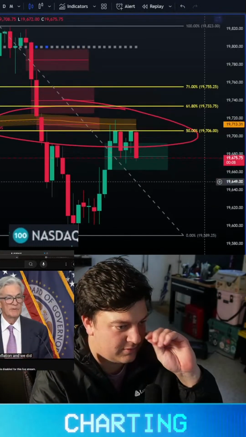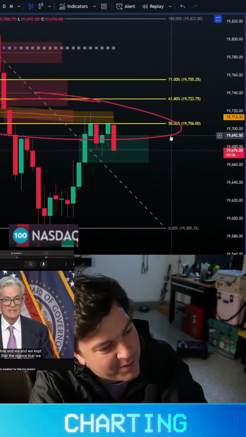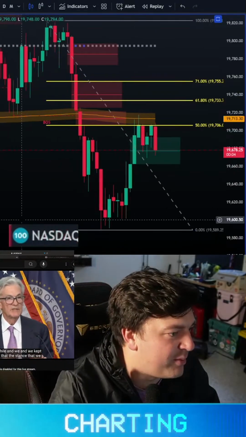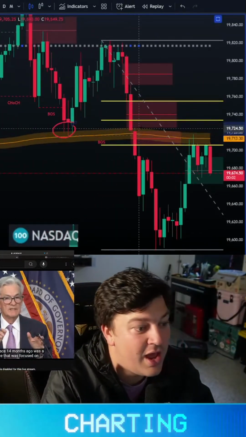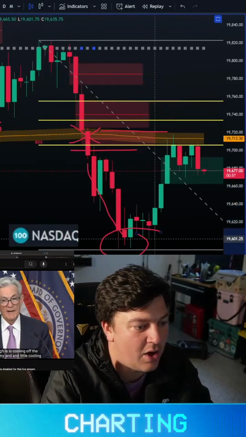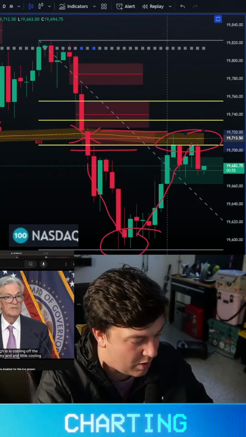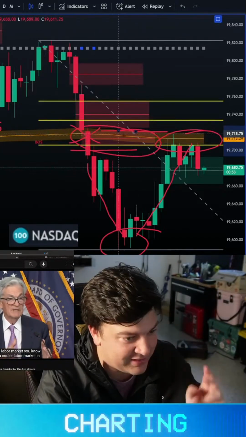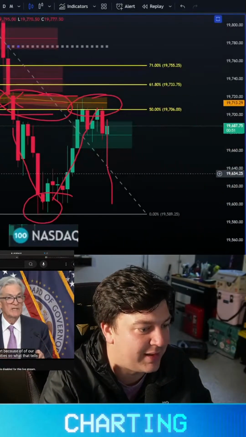The stance that we put in place 14 months ago was a stance that was focused on bringing down inflation. Part of bringing down inflation is cooling off the economy and the labor market. So what this tells you is that it's time to change our stance. We did not see the labor market set a new low.